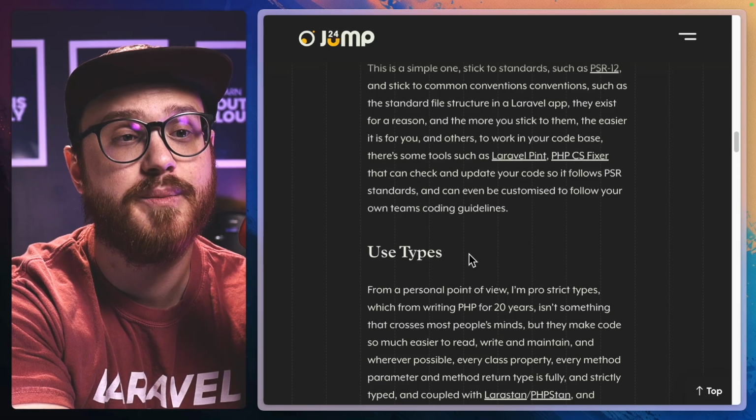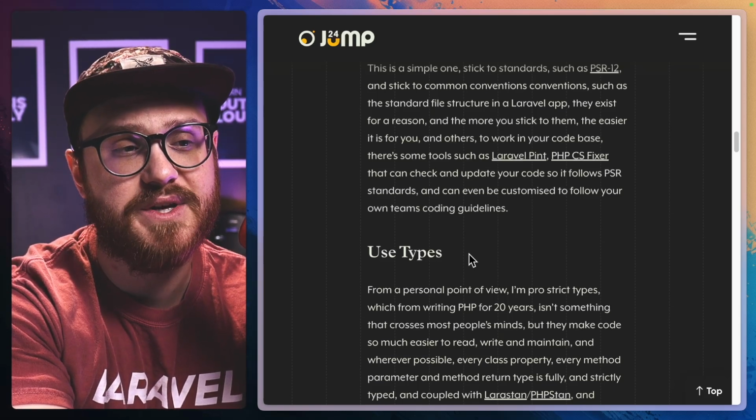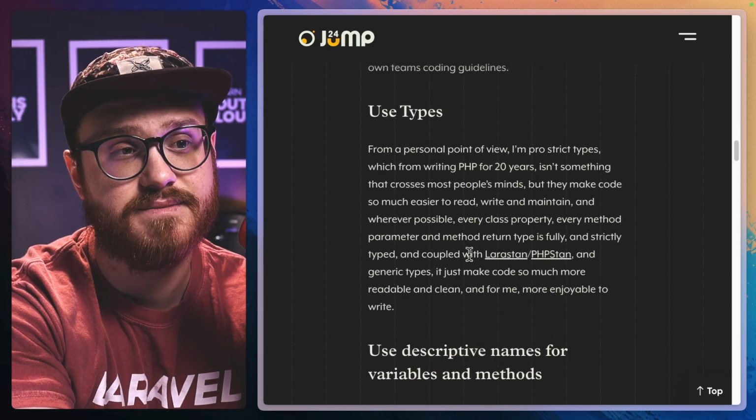There are some tools, such as Laravel Pint and PHP CS Fixer, that can check and update your code so it follows PSR standards and can even be customized to follow your own team's coding guidelines.